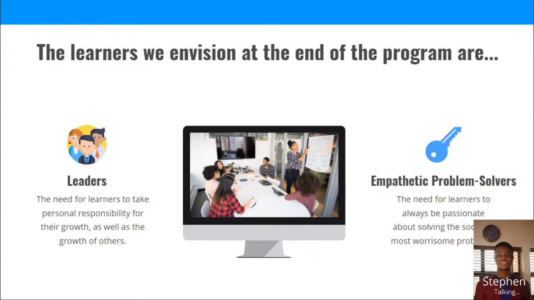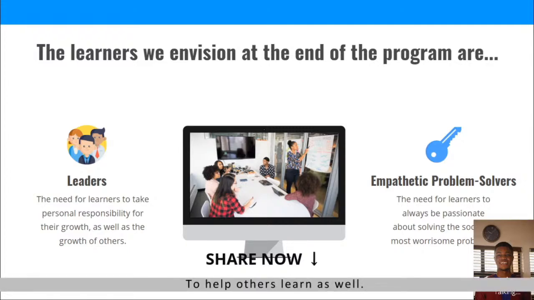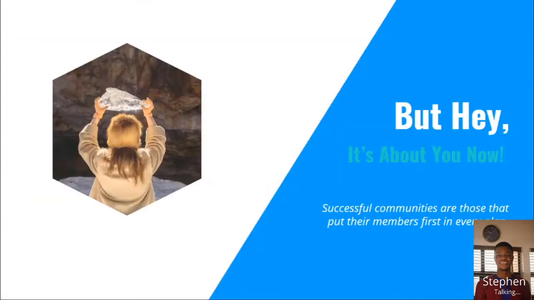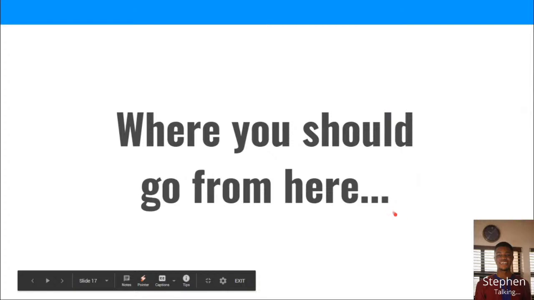And empathetic problem solvers. You are expected to look out there and see how you can solve problems. You can make society a better place and solve the most worrisome challenges with AI technology and, of course, AI education as well. But hey, it's about you here now, because one thing we believe, of course, is that successful communities are those that put their members first in every plan, and that's what we try to do as a community. So, yeah, where should you go from here?